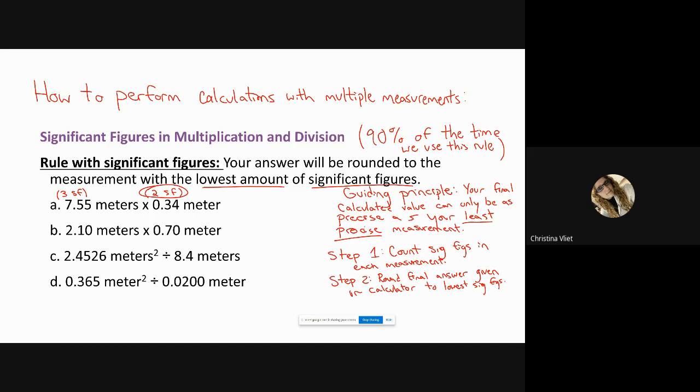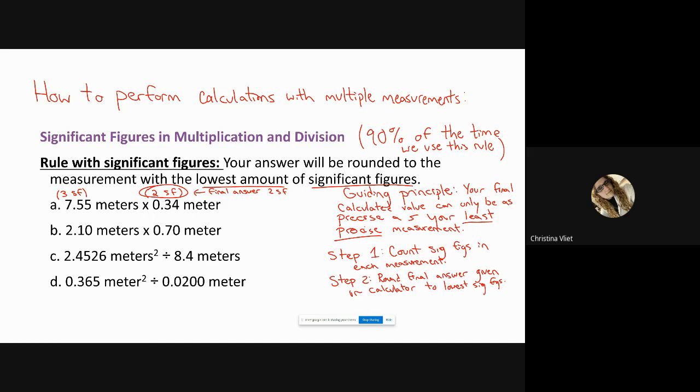So you can only be as precise in your final answer as the value with the least amount of significant figures. So that means that your final answer should be rounded to 2 SF. It has to match your lowest amount. And so what would the next step be? Well, plug those values in the calculator.